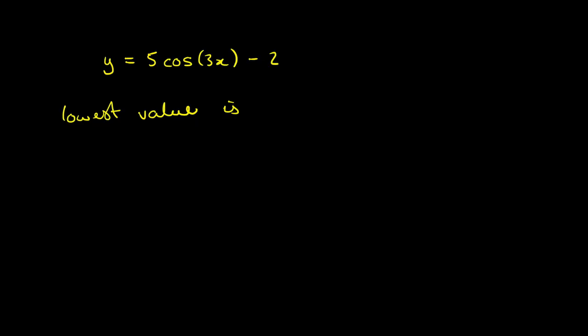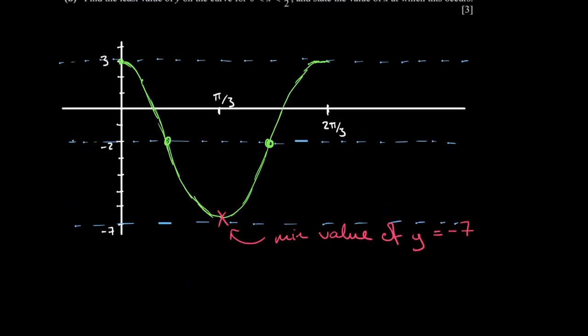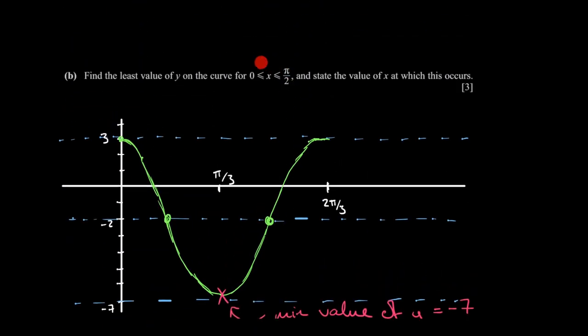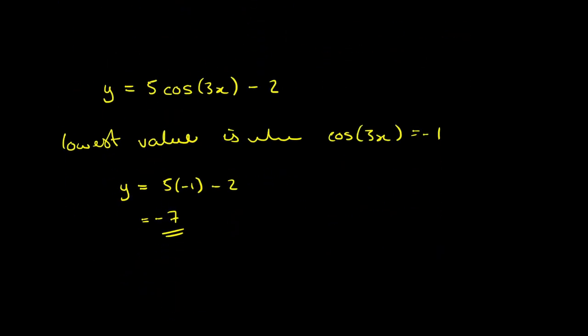So the lowest value is when cos x, or cos 3x, it doesn't matter, is equal to negative 1. So let's substitute that in. We will get y is equal to 5 times negative 1 minus 2, which is negative 5 minus 2, which is negative 7. Okay, so there we go. We can do that. The trouble with that method is we're not necessarily sure if that value does occur within this range of x, but then we could go back and check by using the graph if we wanted to.